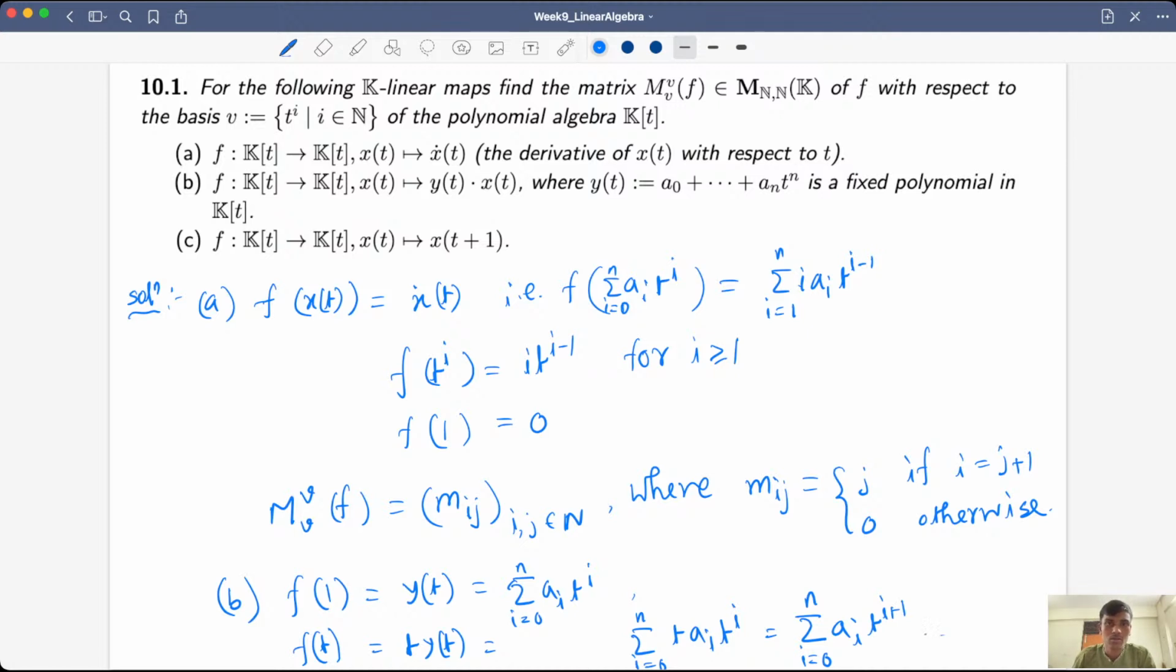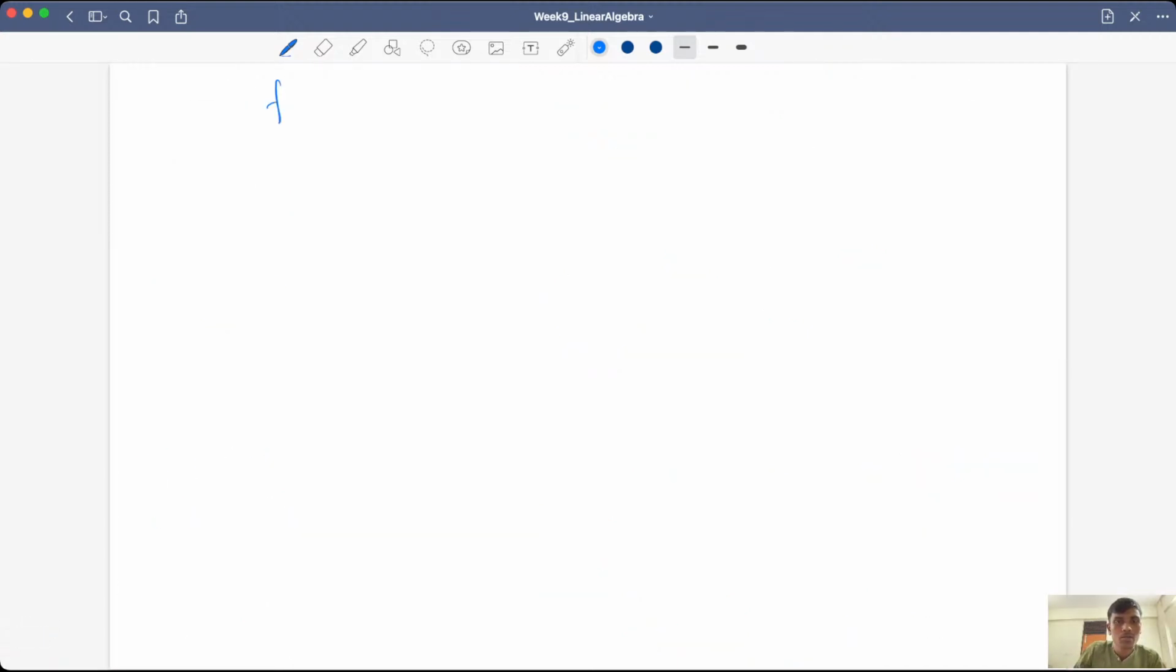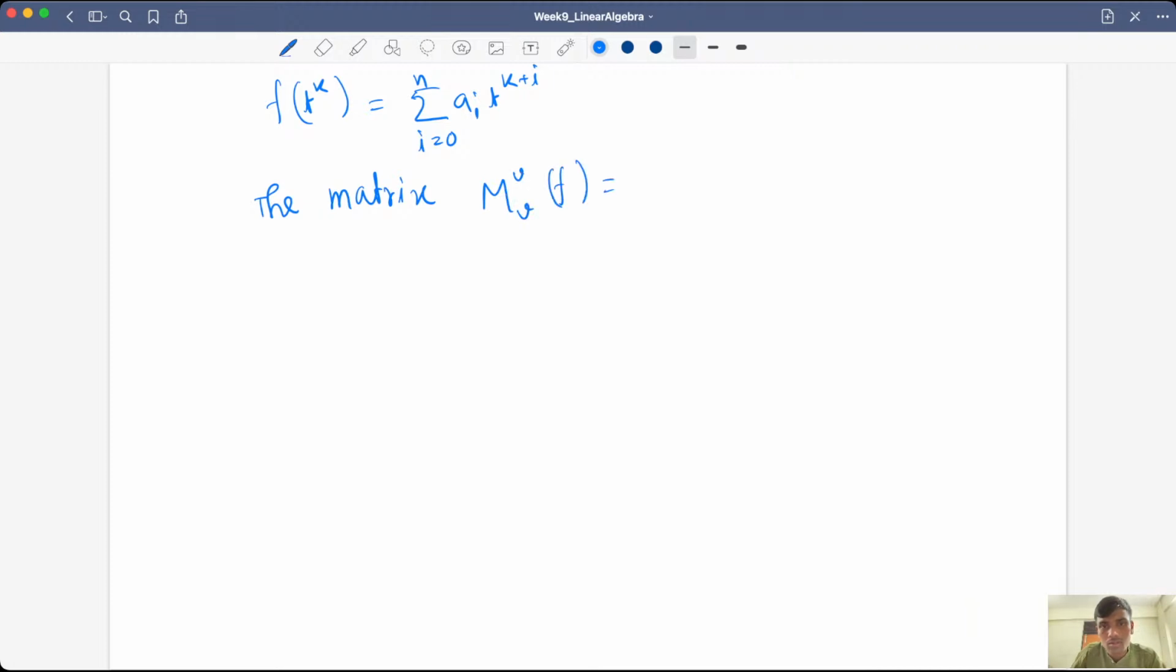And so on. For the second thing, again you have in general t^k, it will be the sum of i equal to 0 to n of a_i t^(k+i), right? So the matrix here, the matrix M of the map, this will look like a_0 down to a_n, then the remaining are all 0, and it keeps going.